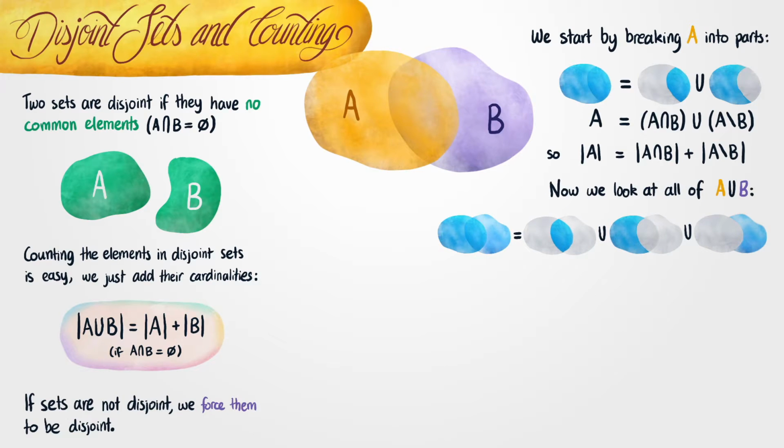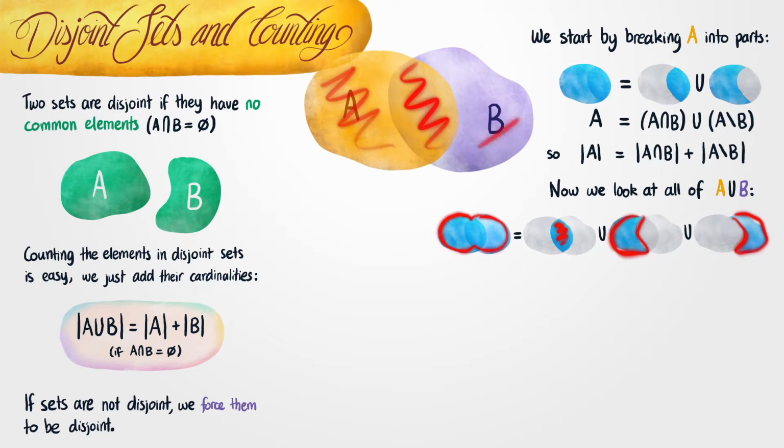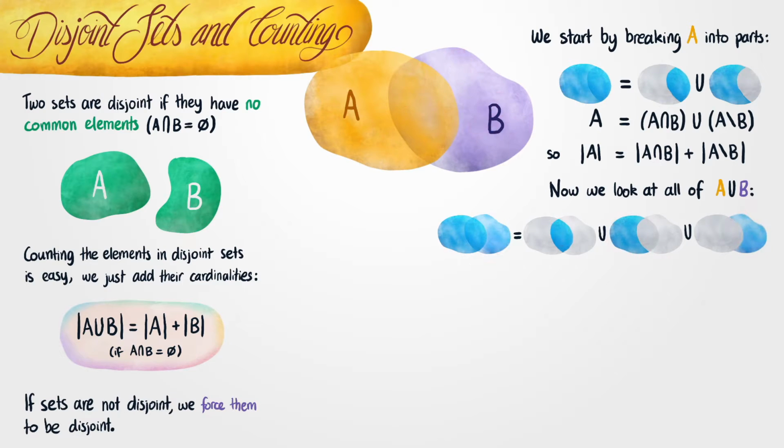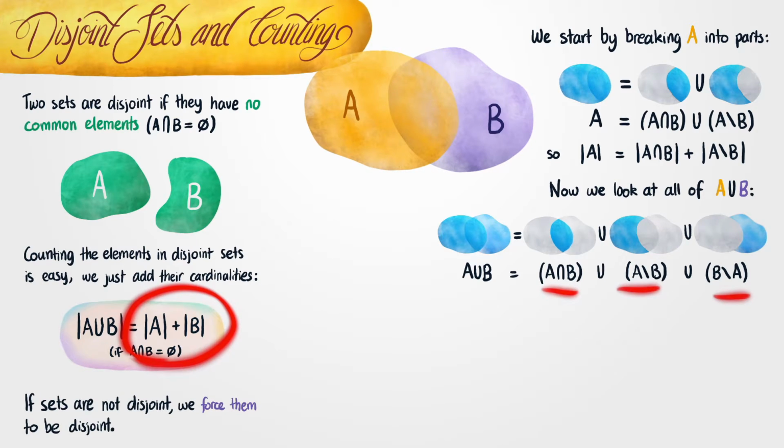So after breaking this all up into disjoint sets, we can say that any member of either A or B is either a member of A and B, which is over here, A without B, which is over here, or B without A, which is over here. Now again, because we know that all 3 of these sets are disjoint, then by our rule over here, we can just add the cardinality of each one by one to get the cardinality of the left.